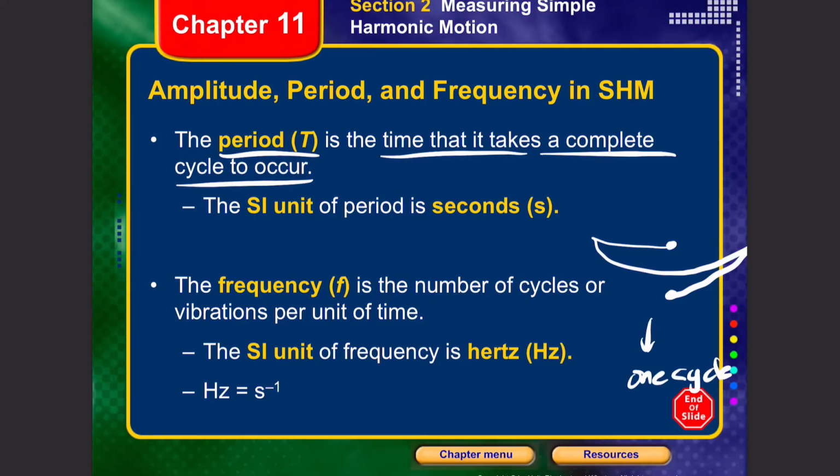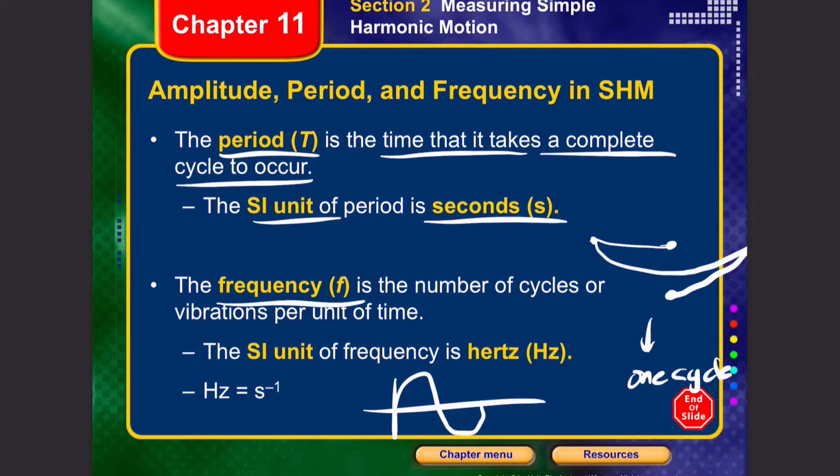So where you're going from the equilibrium position to the one extreme and then back again to the mean position, this here represents one cycle. If you consider it in terms of a sine wave, one up and one down is considered as one single cycle. So that here is the period. The SI unit of period again is second.